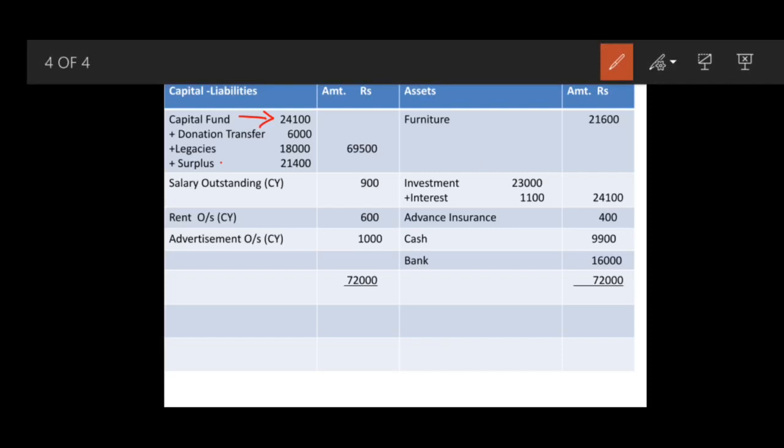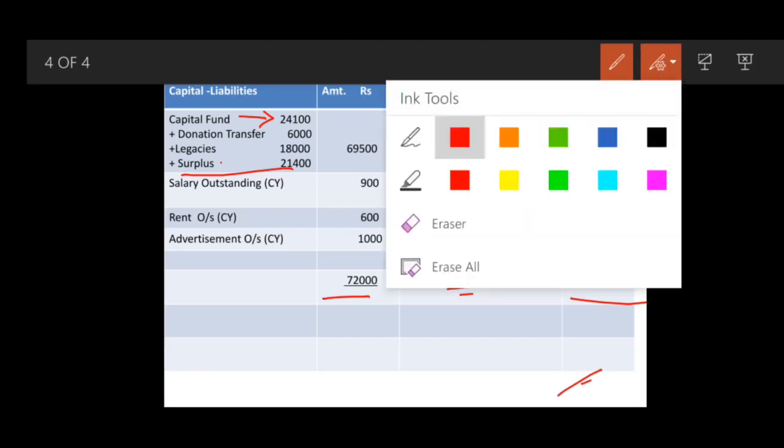So transfer that to income and capital fund, add surplus 21,400, and ultimately the final answer you will get on both the sides, looking at the items, is 72,000. That is the perfect answer of this sum.